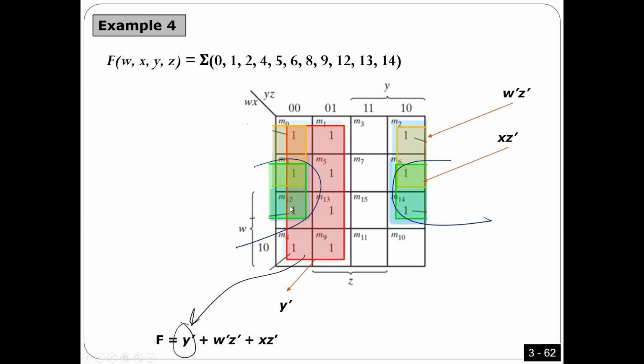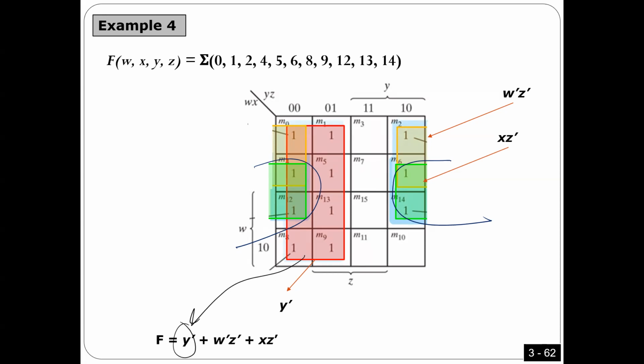So does this create a redundant term? The answer is yes, a redundant term is going to be created if you make a group of squares and every square in this group is already covered by the other groups. And this is not the case here. The case here is this one is already covered. That's okay. This one is already covered. This one is already covered. That's okay. But this one is not covered. So that's why you are not going to have a redundant term.